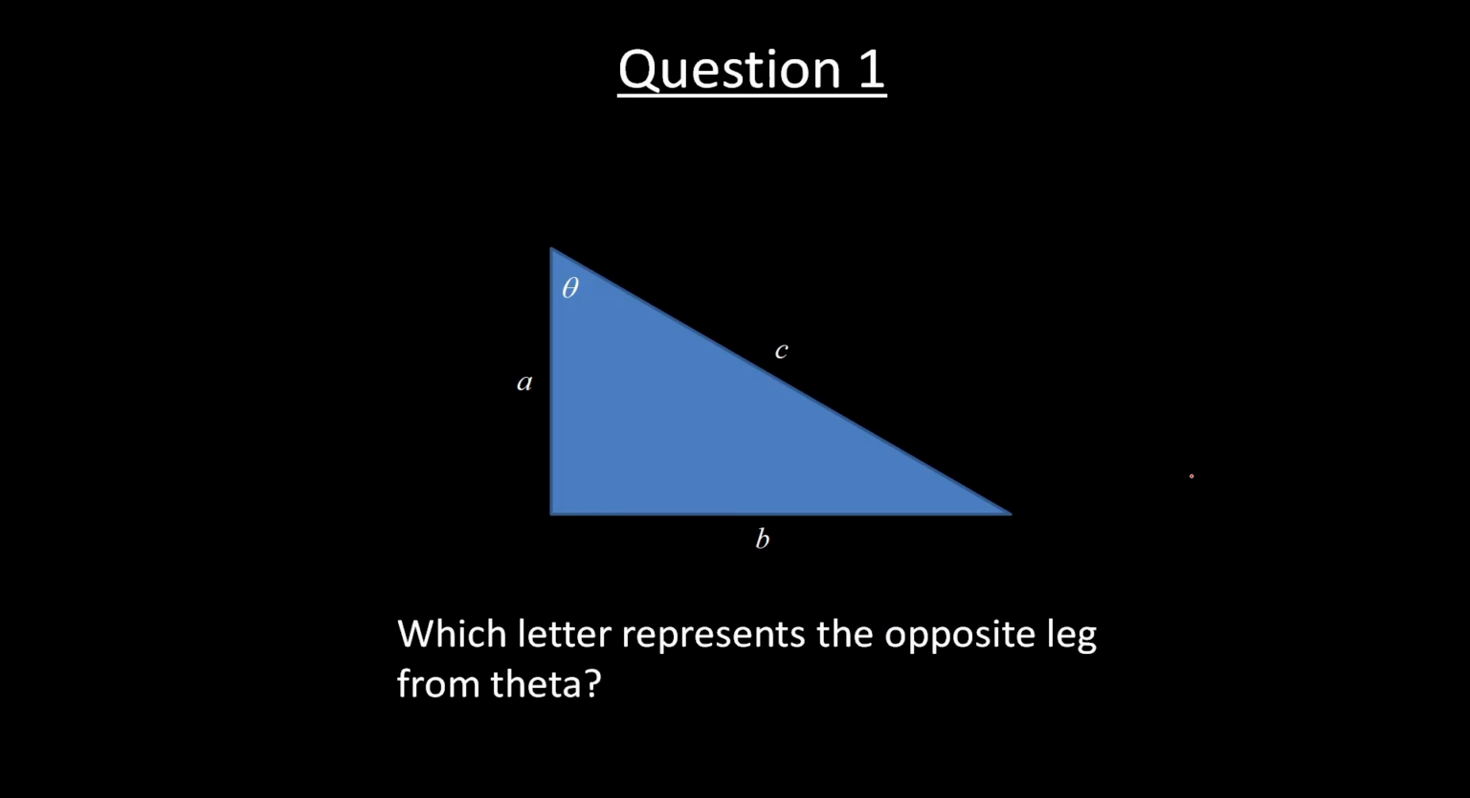So here we go. Looking at the lecture work, here is question 1. Given this right triangle and that our angle is up here, which of these letters represents the opposite leg? So the angle always looks at the opposite leg. And so the opposite leg is B.